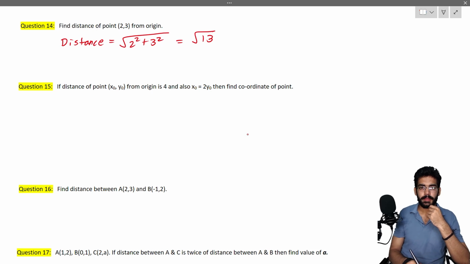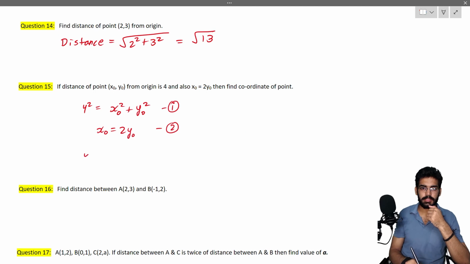Okay, so the distance from the origin is 4, so I can say 4 squared. I square both sides, so x naught squared plus y naught squared. This is my first equation, equation number 1. And second, I have x naught is equal to 2 y naught, that is given already. So if you put x naught here in the first equation, you will get 4 y naught squared plus y naught squared, 5 y naught squared, this is 16.